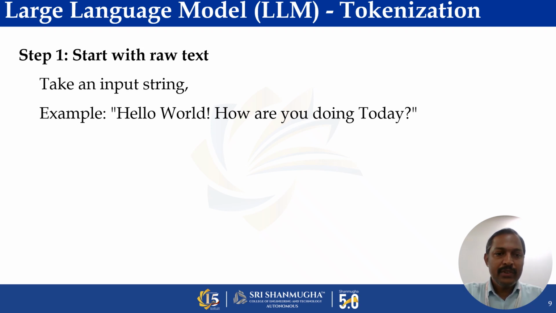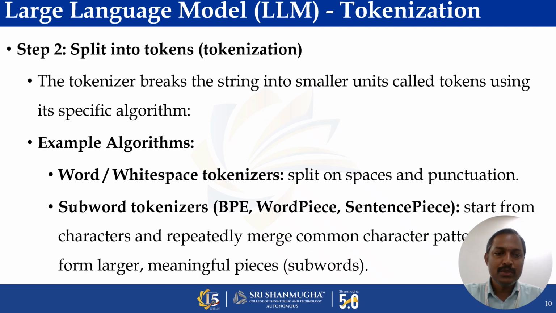Just what we discussed, the same thing. Start with raw text, take an input string. Step 2, split into tokens. For that splitting, we use different algorithms. One is the word or whitespace tokenizer, which splits based on space or punctuation. The second group is subword tokenizers. Subword tokenizers have different algorithms: byte pair encoding, BPE, WordPiece, SentencePiece. These are the subword tokenizer algorithms.